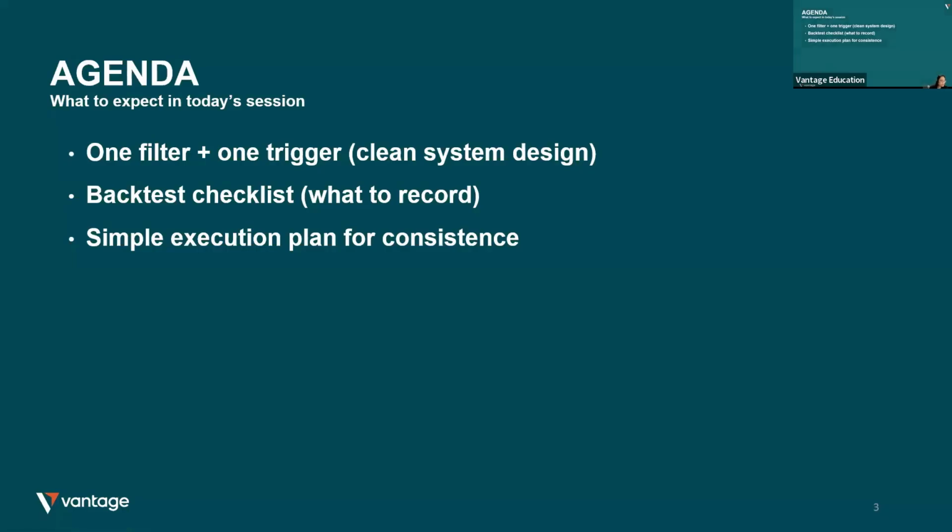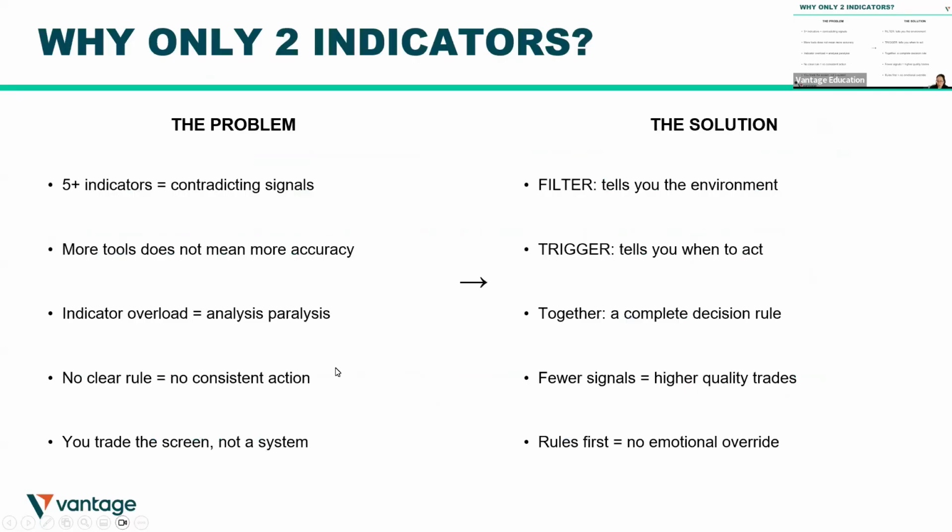And what we're going to cover today: one filter and one trigger, clean system design, backtest checklist, what to record, and a simple execution plan for consistency. I think I missed out one for consistency. Yep, correct.